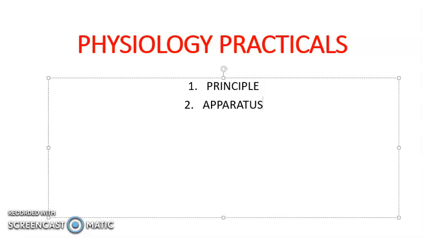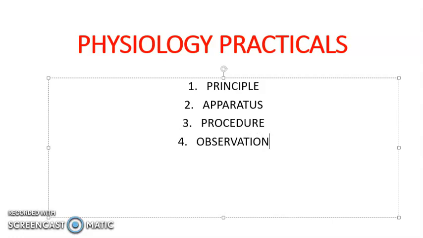Next, after writing the apparatus, we write the procedure of the practical. We should write the procedure systematically, point wise. We should write each point of how we are going to perform the practical. Okay, after writing down the procedure of the practical, we will go to the observations and calculations of the practical.